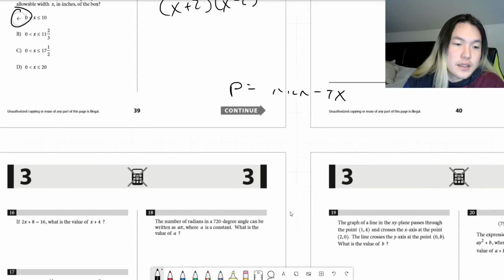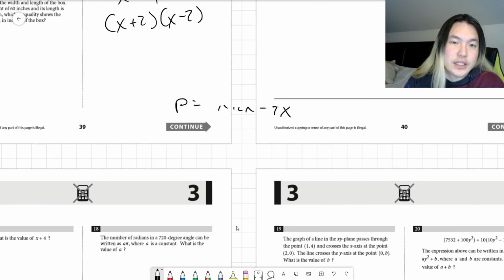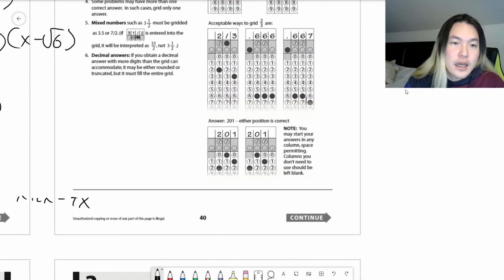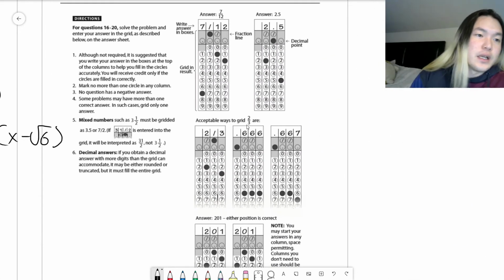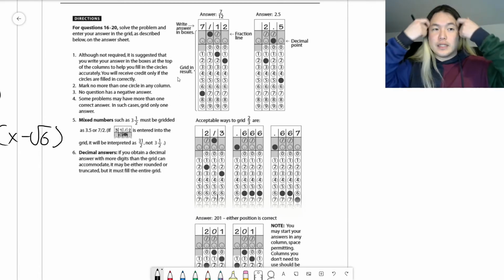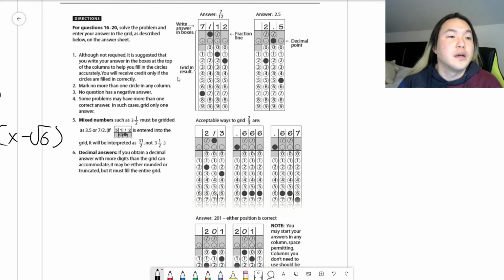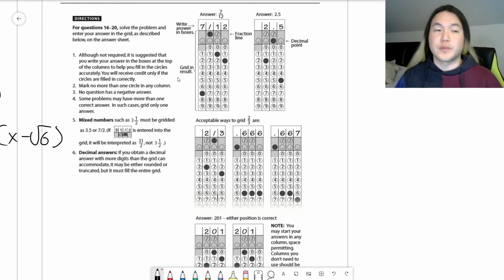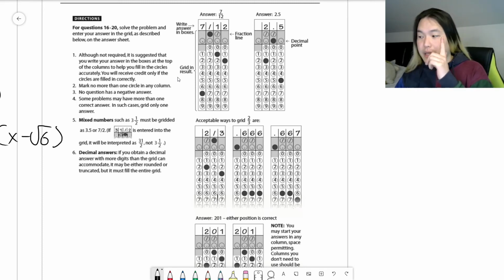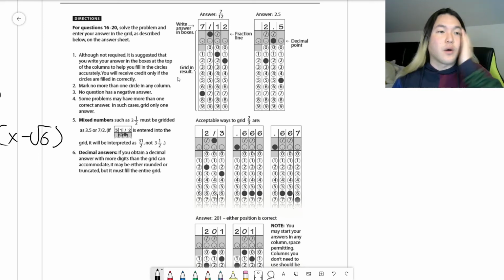All right, so the open-ended section. Let's take a look at how the open-ended section works. You get these little columns of bubbles here. You can write in the answers at the top, but the Scantron doesn't read those. They only really care about the bubbles. The other interesting thing to note is that there's no negative bubble. So if you get a negative answer, that means you've done something wrong. You should probably start the question over.